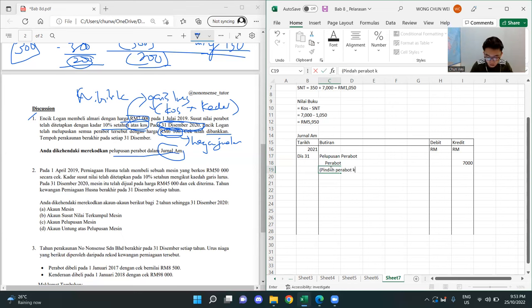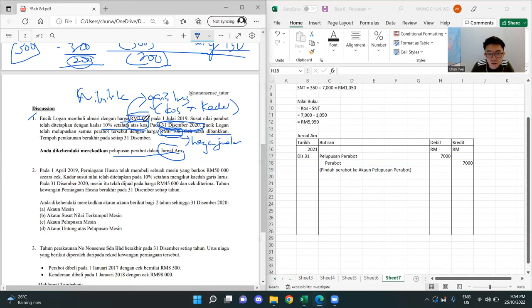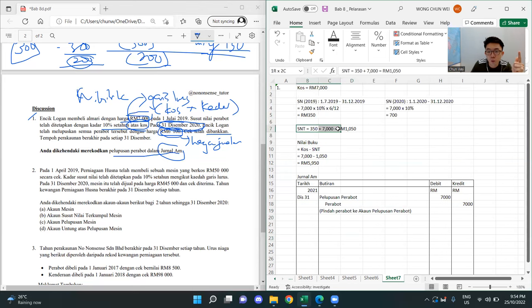Okay, so here, when you record, you say debit perabot, account pelupusan perabot. So debit 7,000 also, same. So you take the cost from your perabot. Okay. Then the next thing, we already calculated the susut nilai terkumpul 1,050. So I have to take out from the SNT and send to pelupusan perabot.